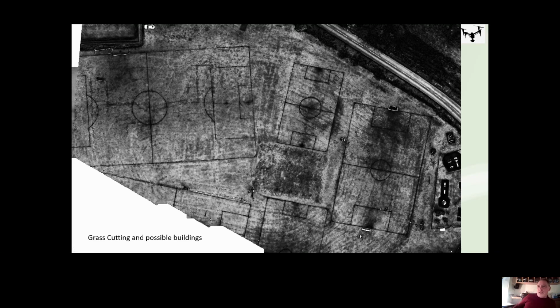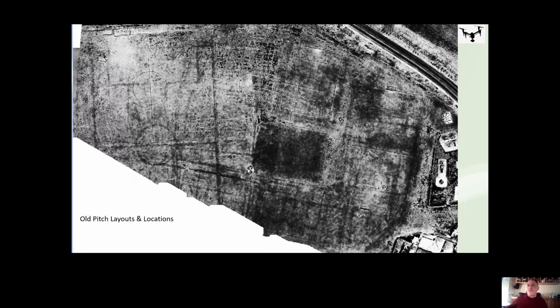That's pretty good. And then I changed the settings very, very slightly. So we've got some possible buildings, I don't know what they are, rectangular features here, and we can see the tracks of the grass cutter. If we then change the settings on the processing algorithm, just a tiny bit, then we get this. And this absolutely blew me away.